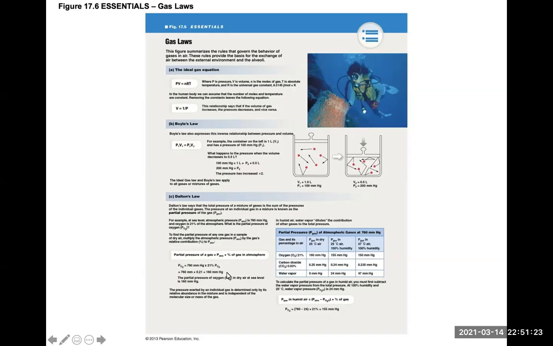A couple of gas laws that we're going to talk about. The first one is the ideal gas law, or the ideal gas equation, and this is your standard PV equals nRT. PV equals nRT helps summarize the relationship between the pressure, P, volume, V, temperature, T, and the number of moles, n. R is a universal constant, 8.3145, as you can see here.